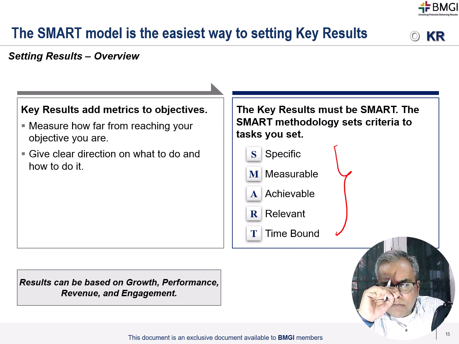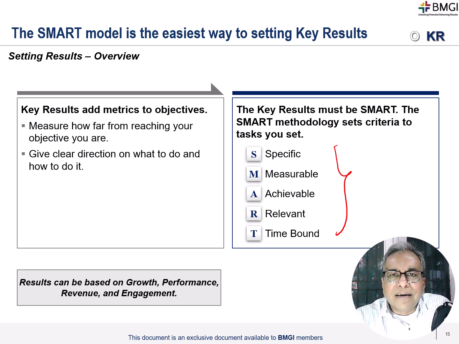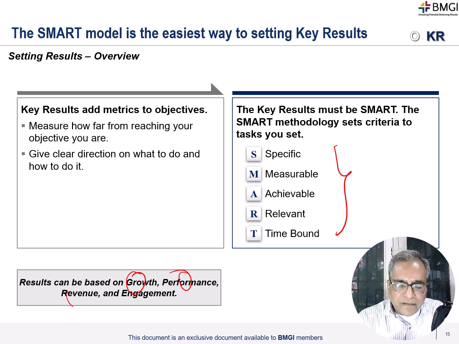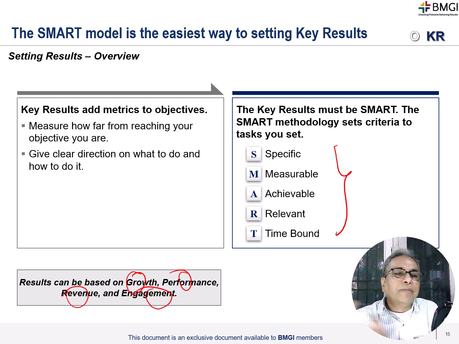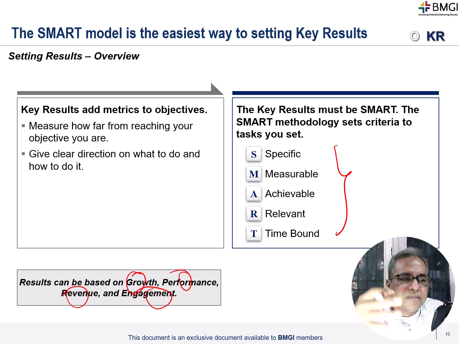Results are really driven in four buckets: growth, performance, revenue, and engagement, people engagement. They call it revenue, cash, operations, cost, people, safety. It can all be based on that. So you can identify or select the results based on the objectives, but it is all related to the business that you're trying to get at.